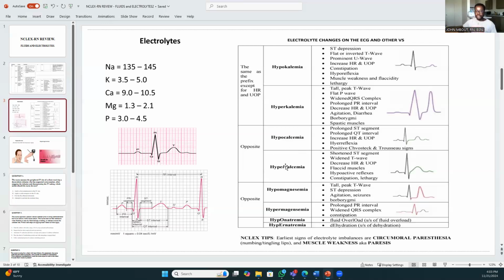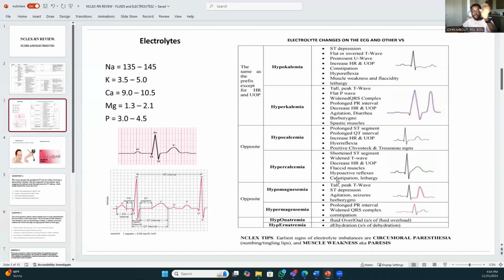Let's look at calcium. We said it is opposite. So when you see hypocalcemia, it means everything now is high. You have prolonged ST segment, prolonged QT interval, increased heart rate and urine output, hyperreflexia, positive Chvostek and Trousseau sign. For magnesium and calcium it is opposite. If it is hypo, everything is high. If it is hyper, everything is low.